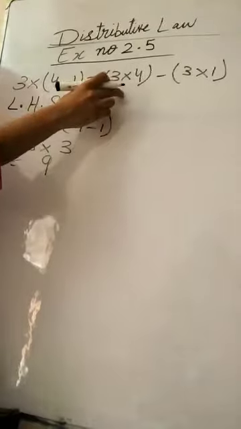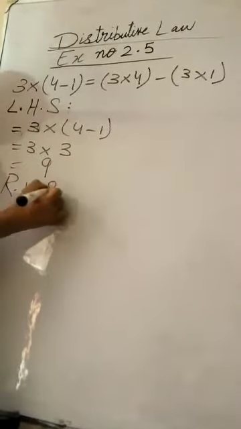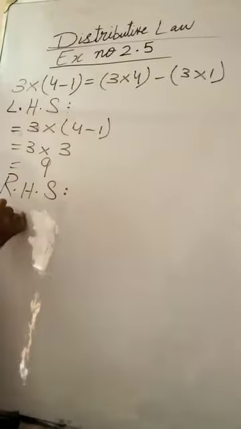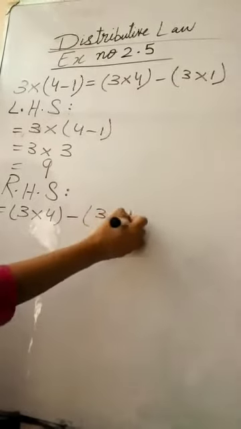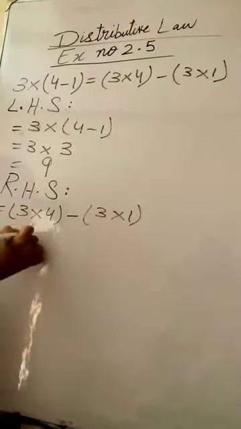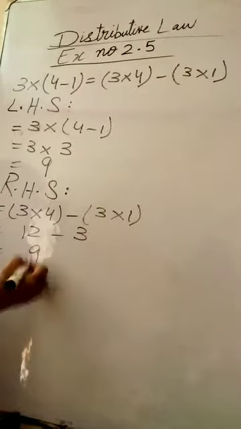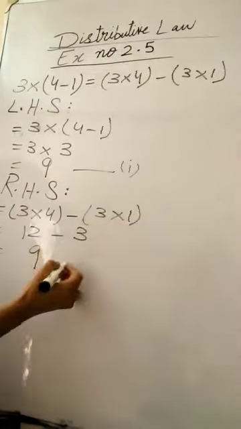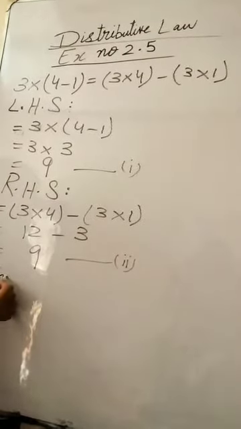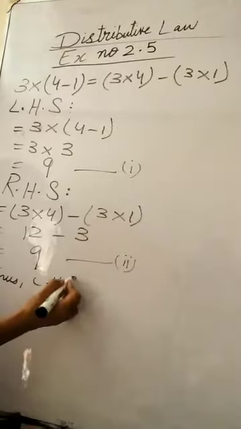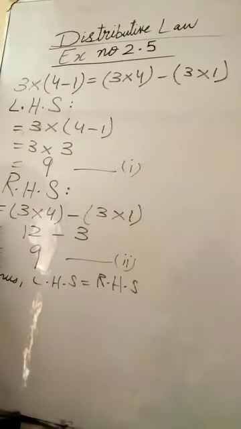Now I am solving the right hand side. Right hand side is 3 multiply by 4 minus 3 multiply by 1. Now 3 fours are 12 minus 3 ones are 3. So 12 minus 3 is 9. See, this is equation 1 and this is equation 2. See the answer. Thus, left hand side is equal to right hand side. These are the steps for solving the question.